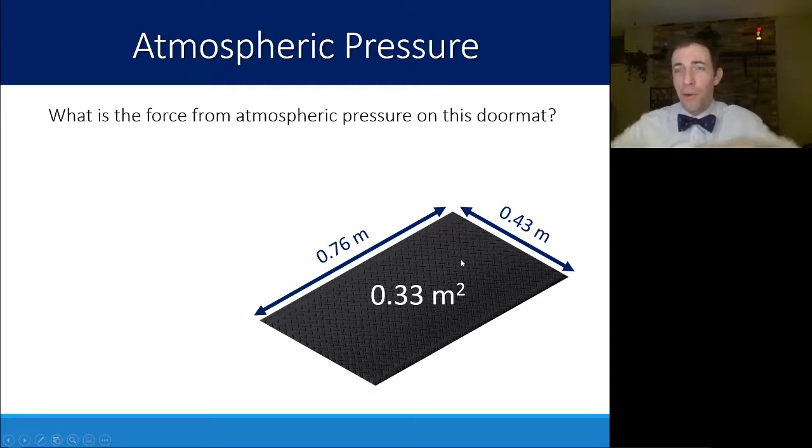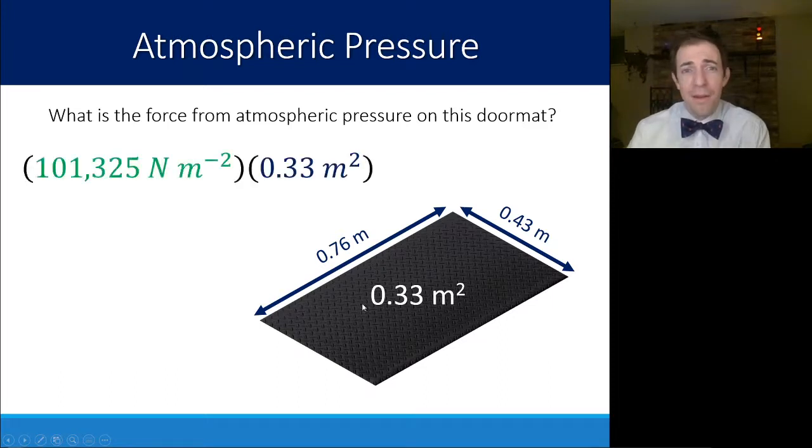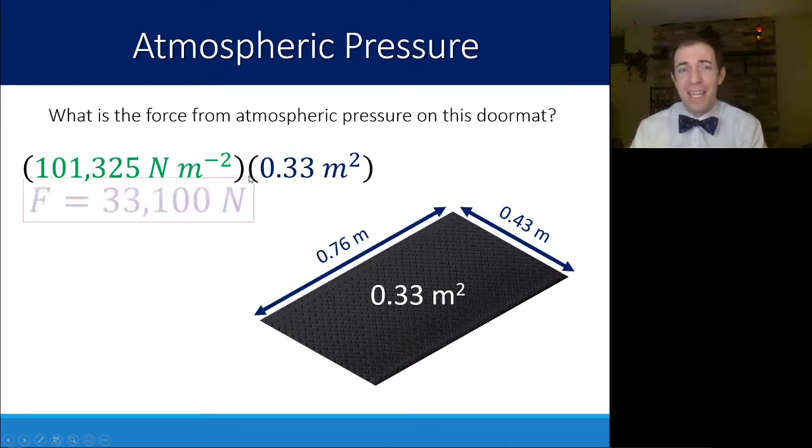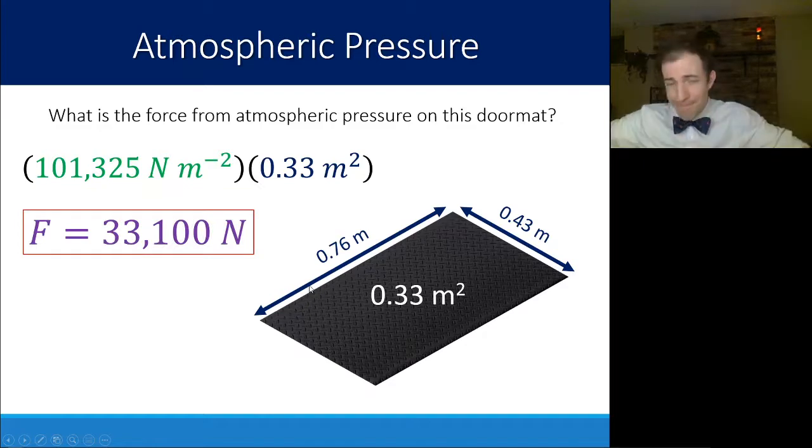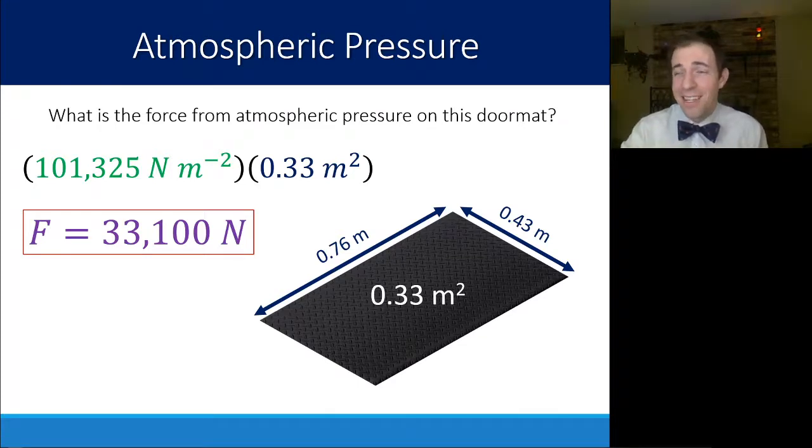I can figure out the force of the air pressure pushing down on this, knowing now its area. Remember, if you know the atmospheric pressure, which is about 100 kilopascals, or 101,325 newtons per square meter, that's the definition of Pascal. This is 0.33 meters squared, so I can multiply those together to find that this doormat is experiencing 33,000 newtons of force pushing down on it.